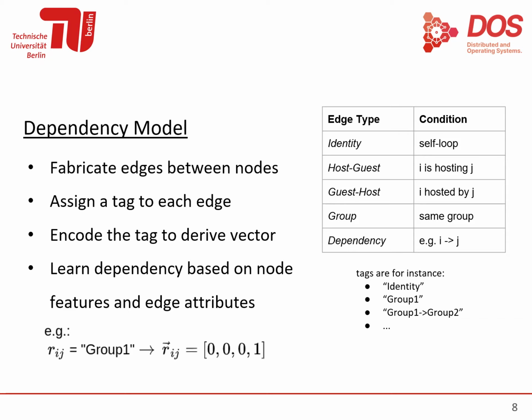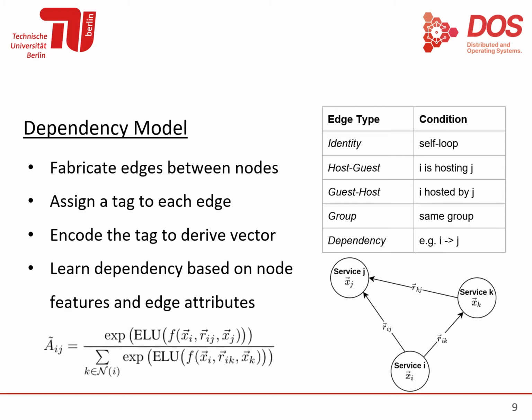So eventually this will give us a number of tags, and then we can use these tags to encode them via one-hot encoding. So for instance, if we have an edge from I to J, and the dependency is group 1 because both systems are part of the same group, then we can use the encoded version, in this example 0001, and this is now the edge attribute vector of this specific edge.